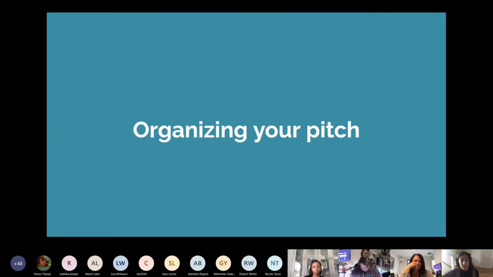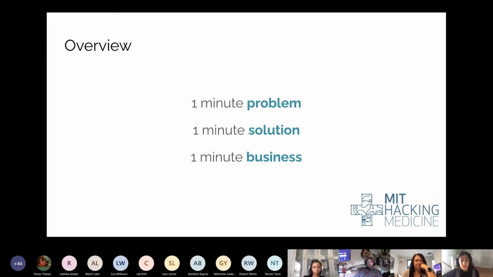So now that I've gone over a couple of ideas of how you should be thinking about putting information into your pitch, we also have come up with a basic guideline of how you should potentially be organizing your pitch. We find that this works out pretty well for most teams as they're thinking about how much time to allot to each section. An overview is that we usually recommend about 1 minute to describe the problem, 1 minute to describe the solution, and then 1 minute to go over the business plan.